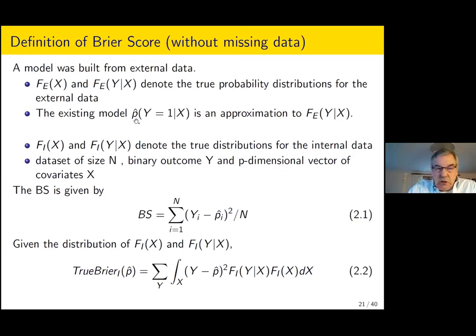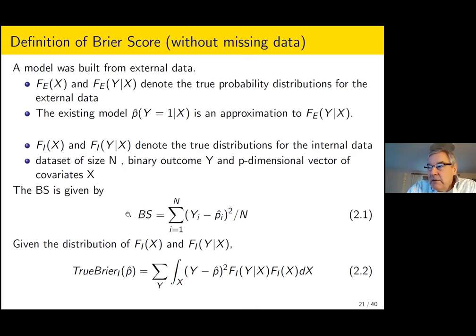And so they built a model from that data, and we assume they did a good job. So it's sort of an approximation of a distribution of Y given X. And then my internal data, my Mayo Clinic data, has the distribution of X's and distribution of Y given X, with subscript I for internal. So there's some true distribution for Mayo Clinic patients, if you like. And then we have a data set N, which is drawn from this distribution of Mayo Clinic.